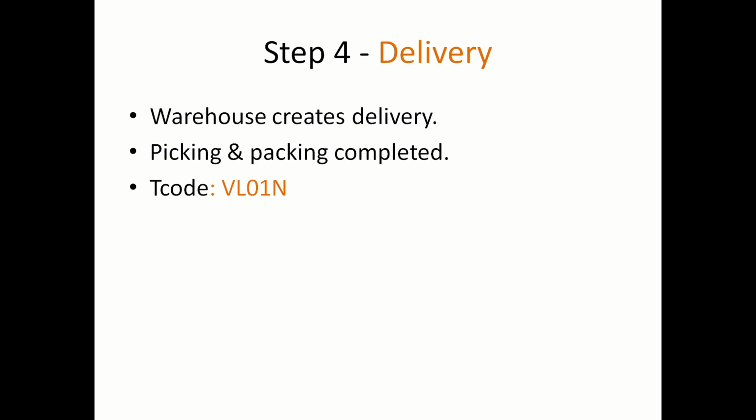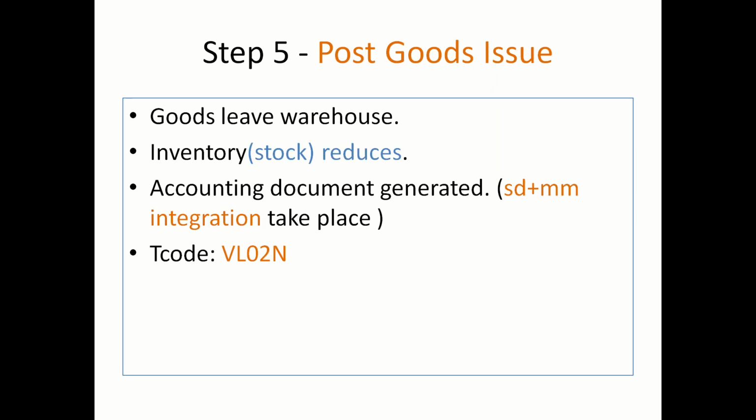After creation of the sales order, for creation of the delivery, the T code used is VL01N, where the warehouse creates the delivery, and picking and packing is completed in the delivery. Post goods issue: in the post goods issue, the goods or the material leaves the warehouse, where the stock gets reduced and an accounting entry is generated, where the SD-MM integration takes place.